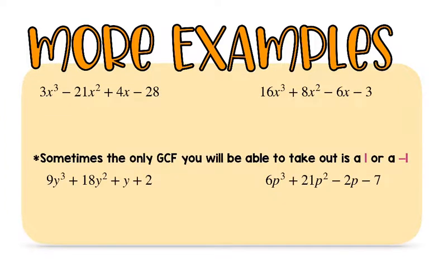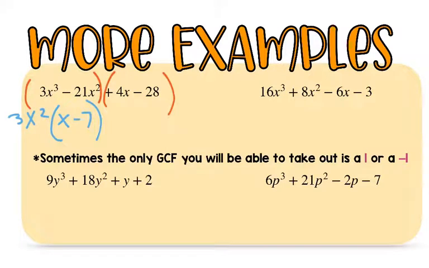All right, so let's do a couple more examples together. I'll do this one with you, and then I'll have you guys do this one on your own. All right, so the first one, let's go ahead and group them off and see what sort of GCF I can take out. In the first group, it looks like they both can divide by 3, but also an x squared. So I'll take out a 3x squared, and what would be left is x minus 7.